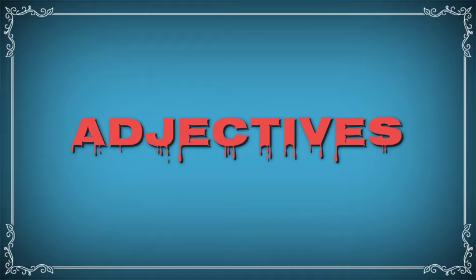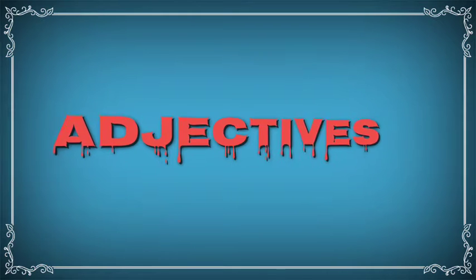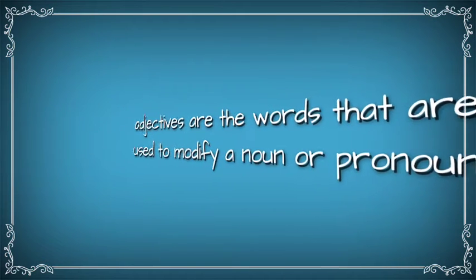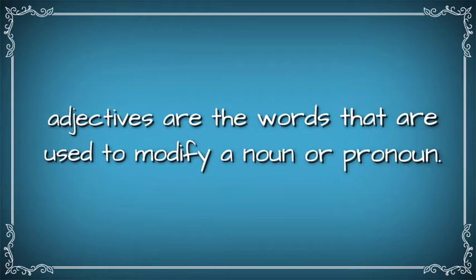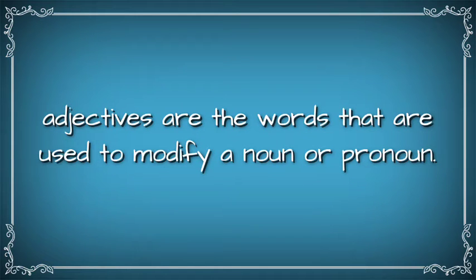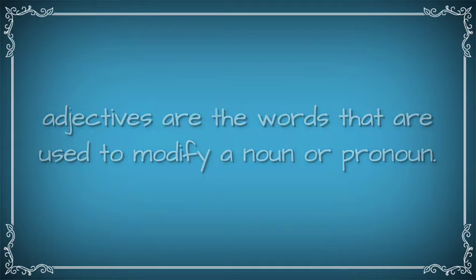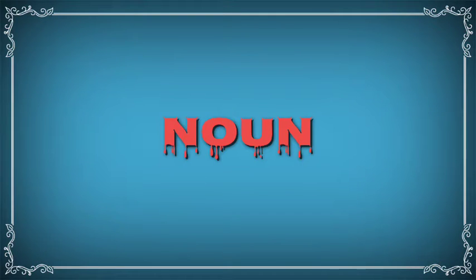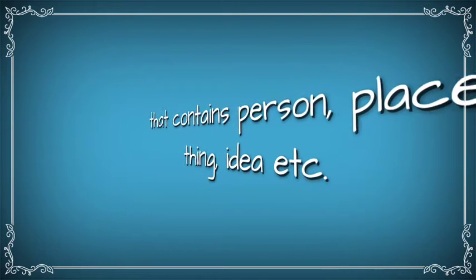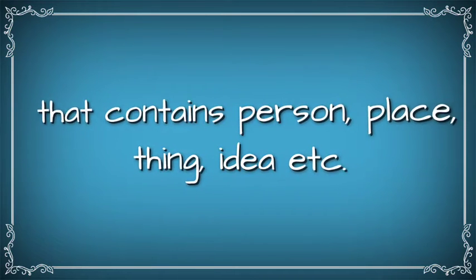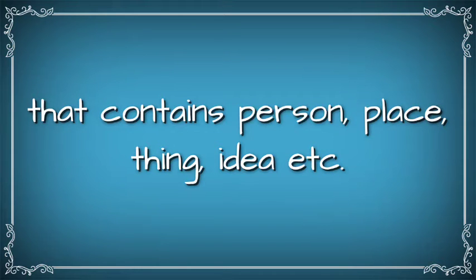Words that are used to modify a noun or pronoun are called adjectives. An adjective may describe, identify, or quantify nouns or pronouns. So, for this, you must know what a noun is. A noun is a word that names a person, place, thing, animal, or an idea.